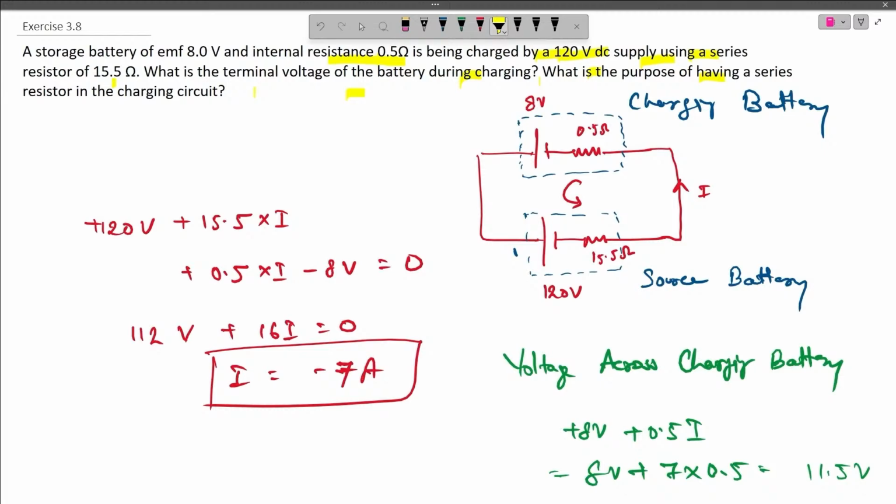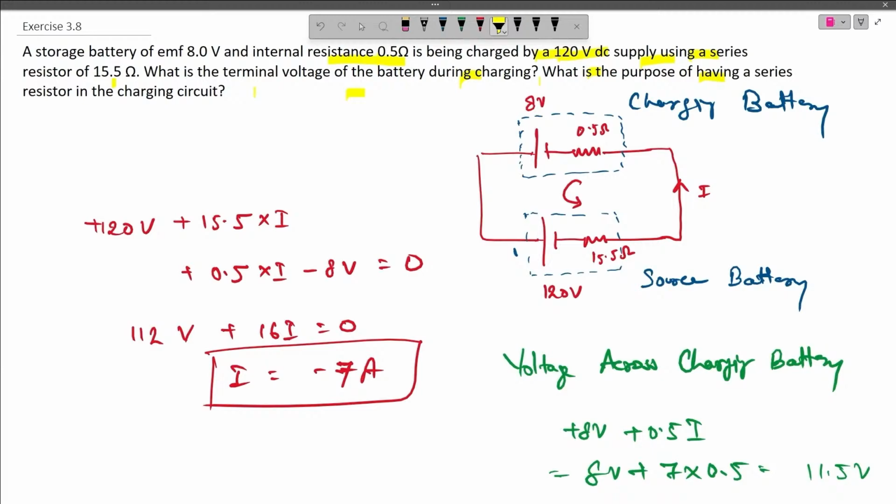There is a battery of 120 volt which is acting as the source battery for charging the battery of 8 volt EMF. Also there is a 15.5 ohm resistance in series with the source battery, and the internal resistance of this 8 volt battery is 0.5 ohm. We have to calculate the terminal voltage of the battery during charging, that is, the voltage across this cell.